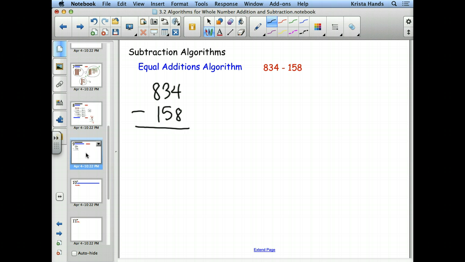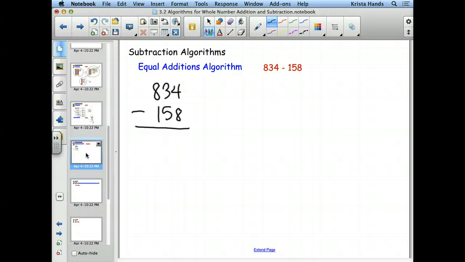There is no borrowing. I want you to write that in big bold something on your paper. You do not borrow ever in equal additions. The whole point of equal additions is to avoid borrowing. Again, it may not be a method you like. I'm okay with that. But that's the point of the method.